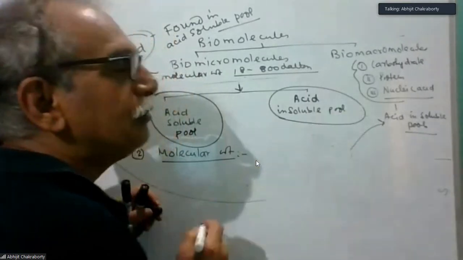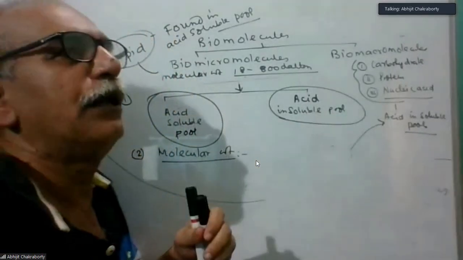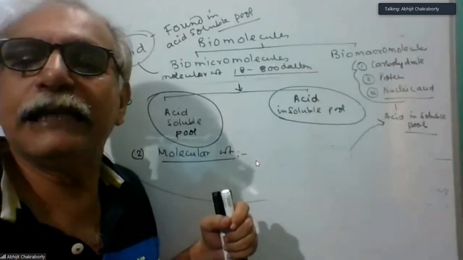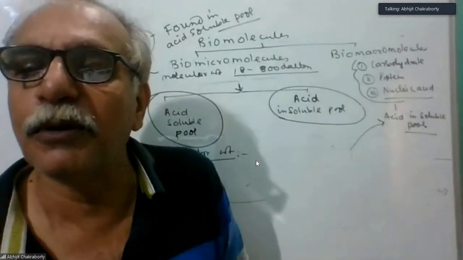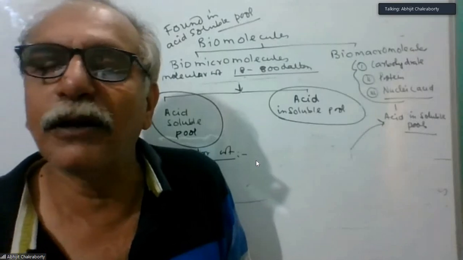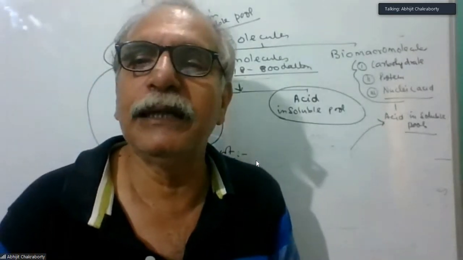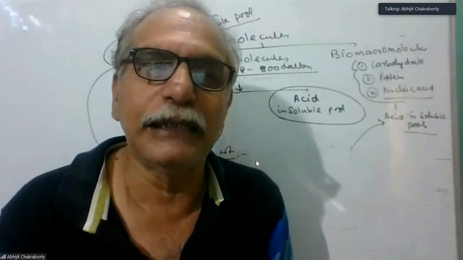Whenever, in a test tube, you take the macromolecules, if they are found soluble in acid, then they should be under the acid soluble pool. But if they are not, if they are found to be sedimented, they should be in the acid insoluble pool. Understood?